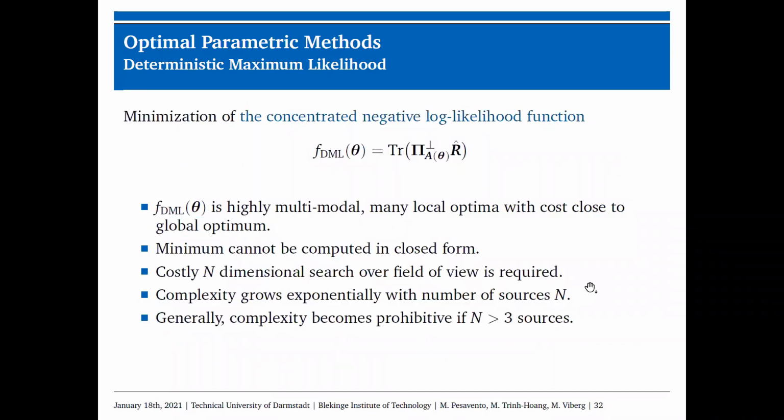So deterministic maximum likelihood minimizes this function here, which is proportional to the negative log likelihood. In general, it's a highly multimodal function, which means that it has many false local minima. Some may have values close to the global optimum, which makes it computationally costly to perform the optimization. For a full search, the complexity grows exponentially in the number of sources, and it becomes intractable for n larger than 3. And in practice, it may be too costly even for n equal to 2.